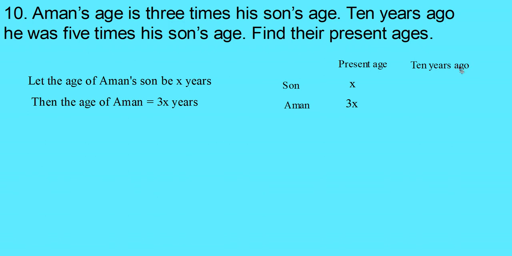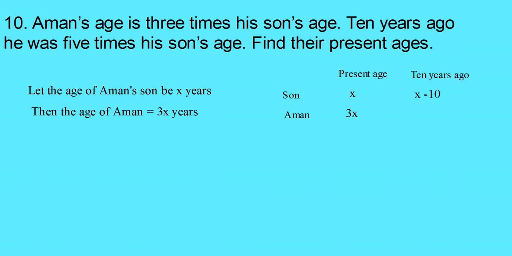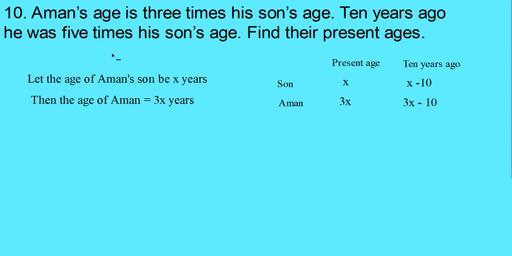Now what will happen 10 years ago? 10 years ago, son's age will be x minus 10. Then what about Aman's age? Aman's age is 3x minus 10. Now what is the condition given in the question? 10 years ago, he was 5 times his son's age. That means Aman was 5 times his son's age.